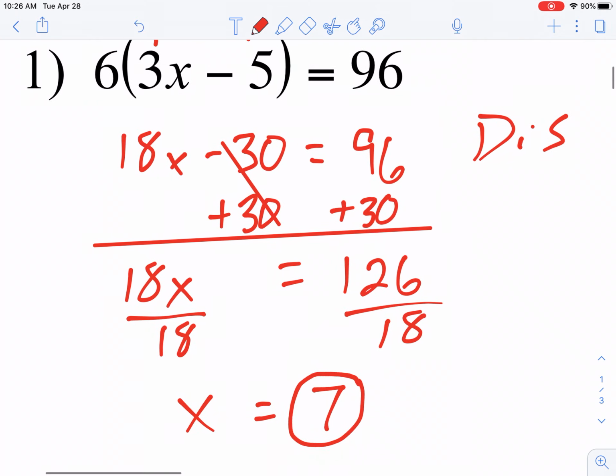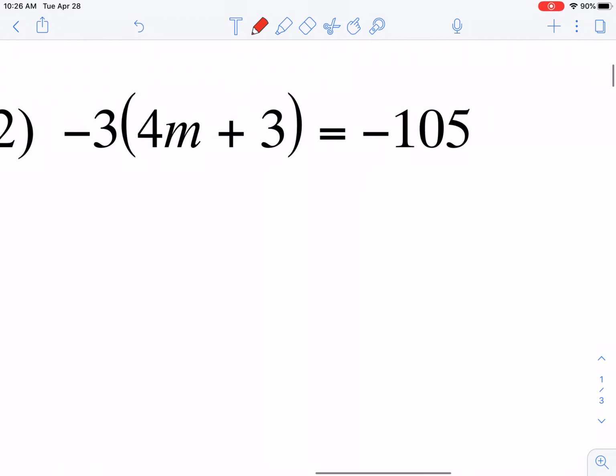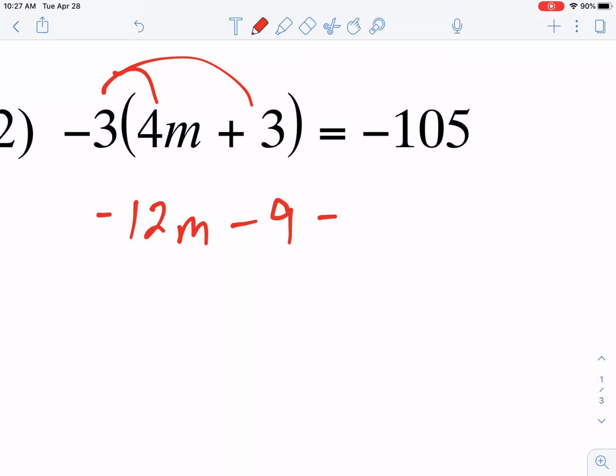Looking at problem number 2, we have negative 3 on the outside of the parentheses, 4m plus 3. We're going to do distributive property again, and we're going to multiply. Negative 3 times 4 is negative 12. M comes with it. Negative 3 times positive 3 is negative 9. Negative 105 drops down. And that was called the distributive property.